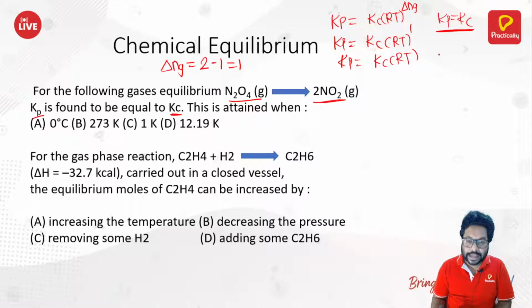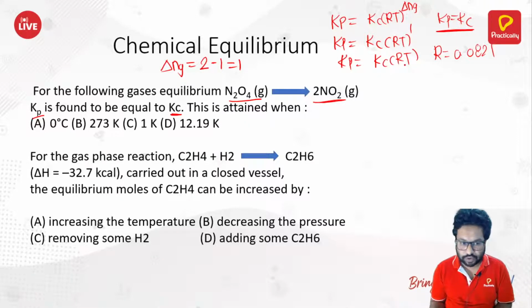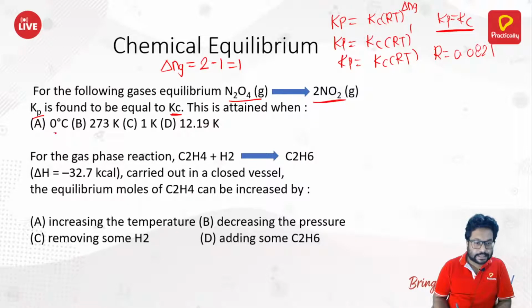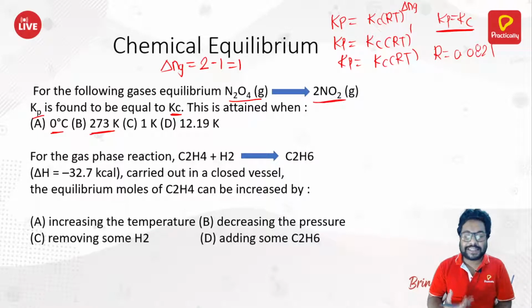Now the value of your R here is 0.0821. So that is constant here. Let's take different temperatures and find that out. The first is 0 degrees Celsius and 273 Kelvin. Both of them are one and the same thing, because you need to take temperature in Kelvin only. So even if they have given you 0 degrees Celsius, you need to take it as 273 Kelvin. That means both these options are one and the same thing. It will obviously save our time.